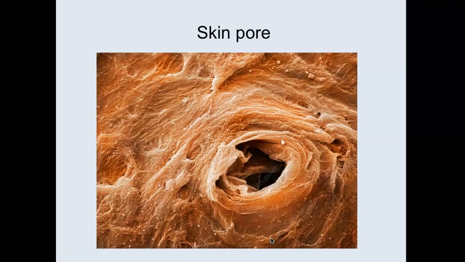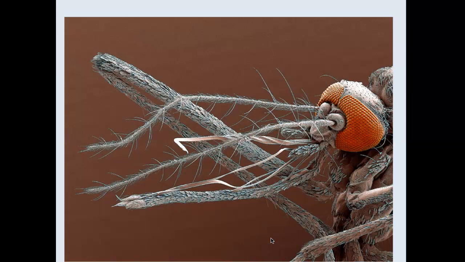Here's a pore of your skin, taken with an SEM. Here is a mosquito head, and you can see the sharp proboscis coming out here. So I believe it's this. I think this is the sharp end of it that comes into your skin, and the blood comes into the mosquito through this structure.